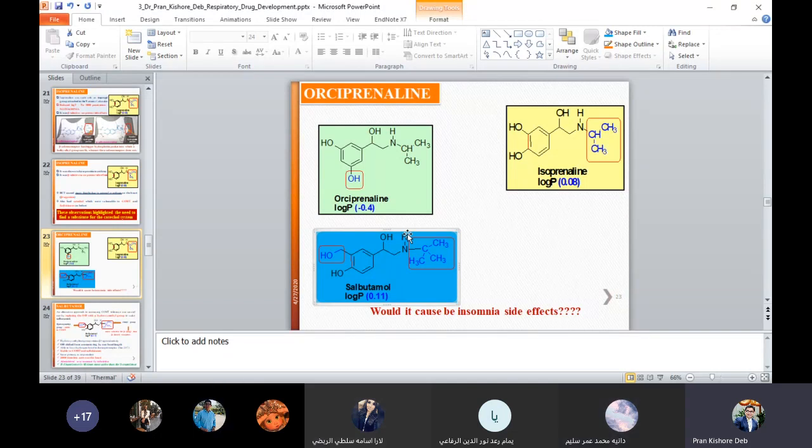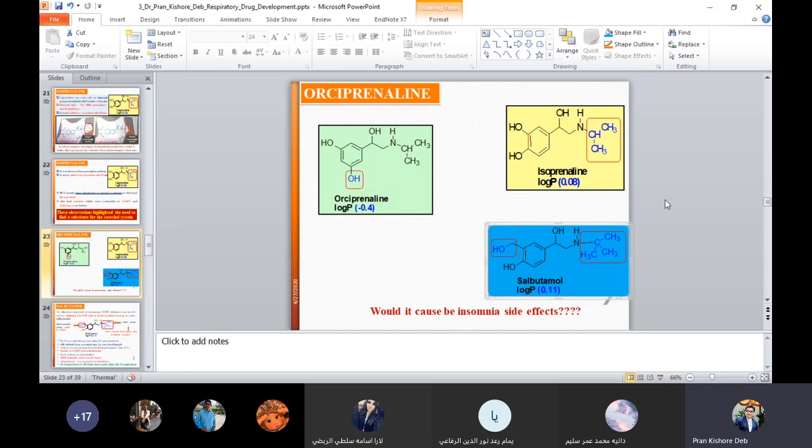So it will show cardiovascular side effect. Now my next question: how many advantages do you see in salbutamol as compared to isoprenaline? Three advantages, very good. What are those? The catechol group is not present in salbutamol, so it will be available orally, with longer duration. And selectivity will increase with salbutamol because of the tertiary butyl, so it will not show cardiovascular side effect.